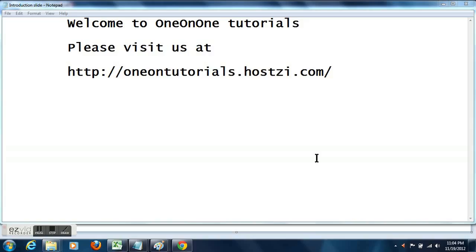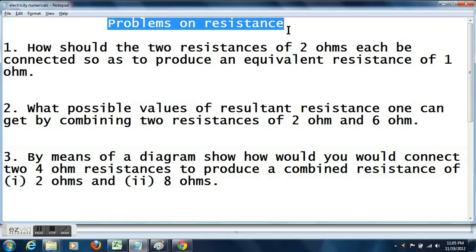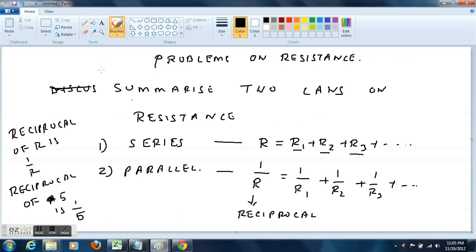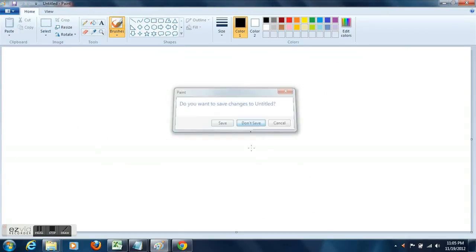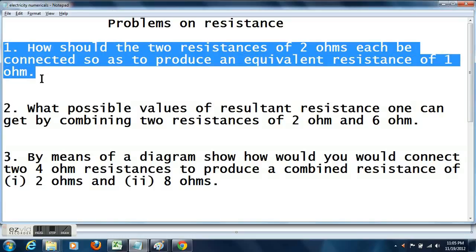Welcome to the next tutorial on current electricity. In this tutorial, I will be discussing multiple problems on resistance. What I will do is provide a solution for the first problem so that you get an understanding how to solve problems of this kind.